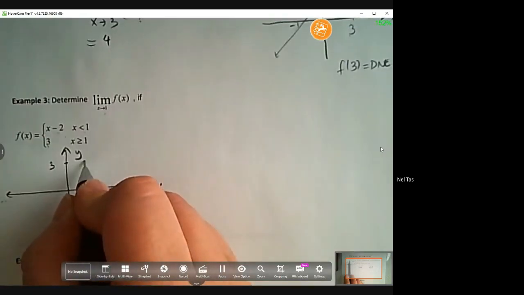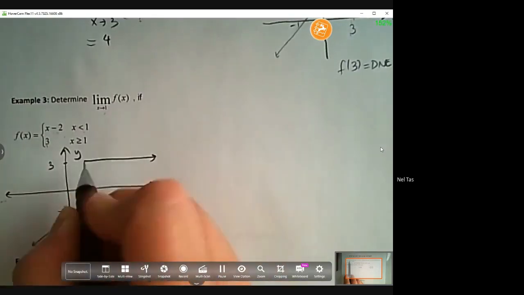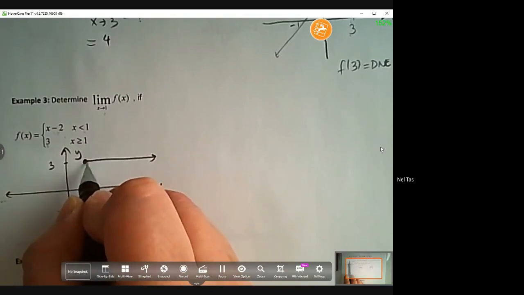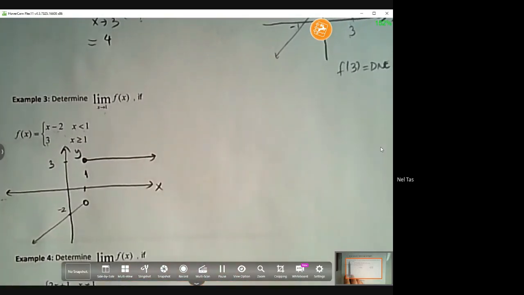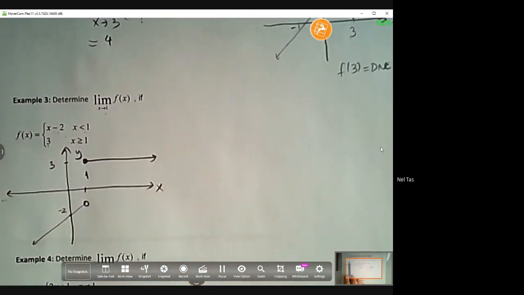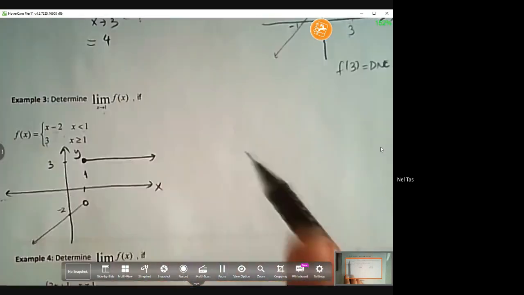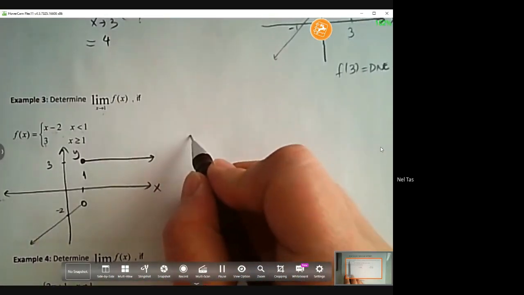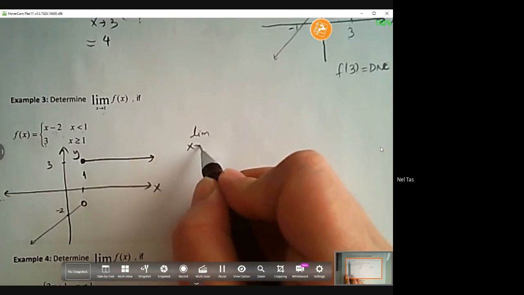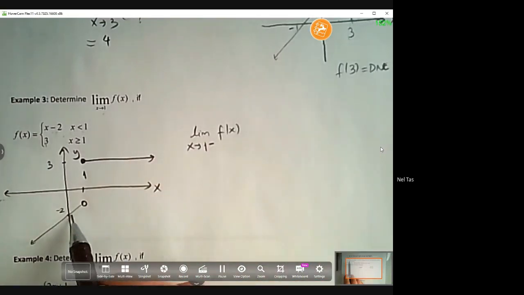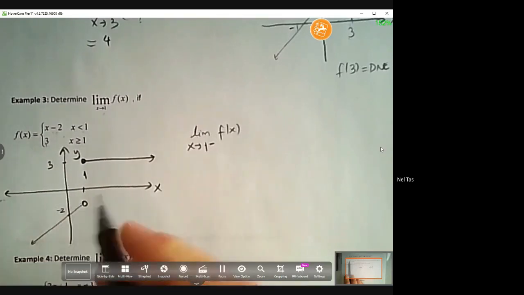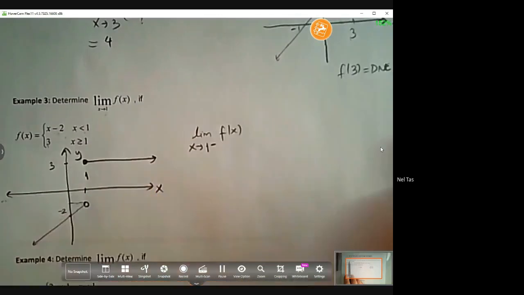3. And then, see, x equal to 1 is included in that interval. So we covered that point. All right. Now we are looking at the limit as x approaches 1. So let's look at the left side limit. We approach 1 from the left. Y values are getting closer and closer, so you have to find that point.